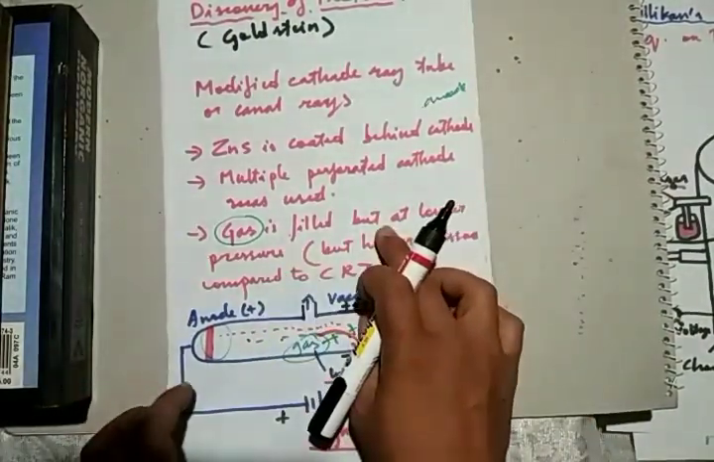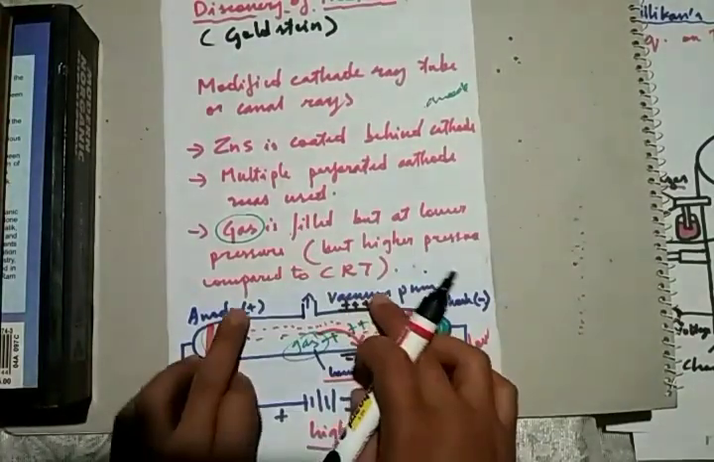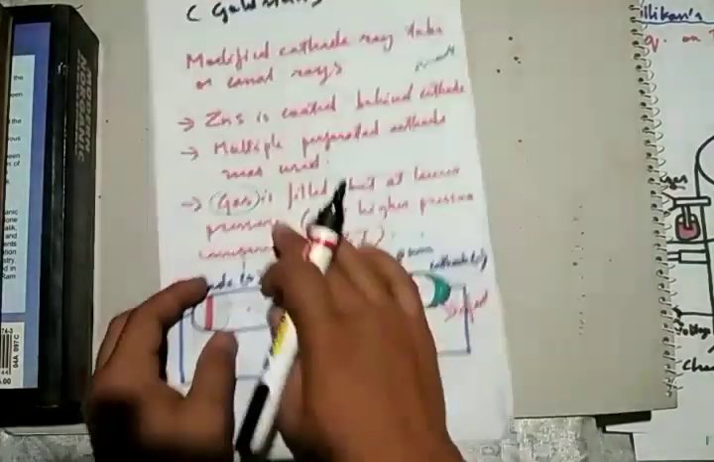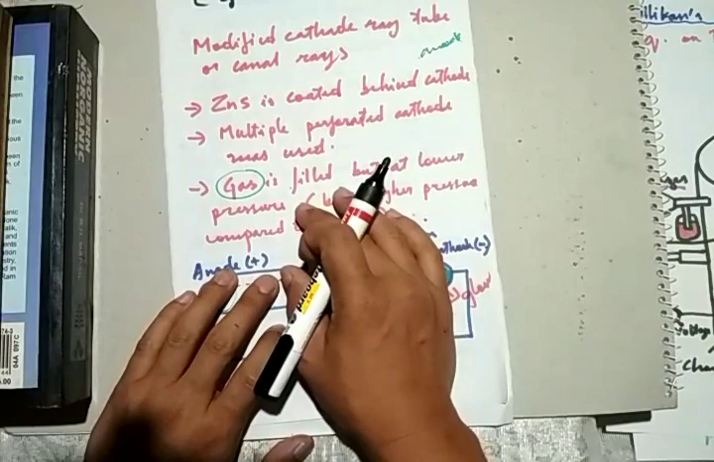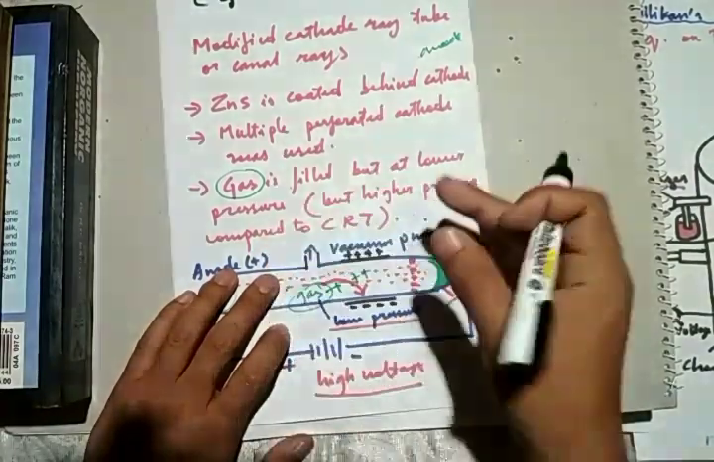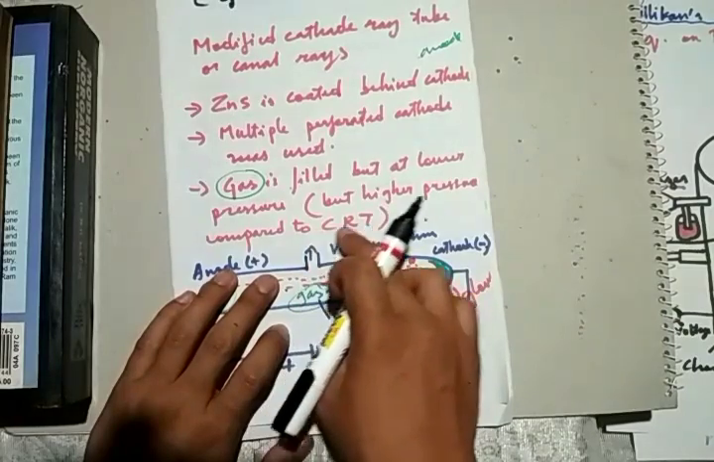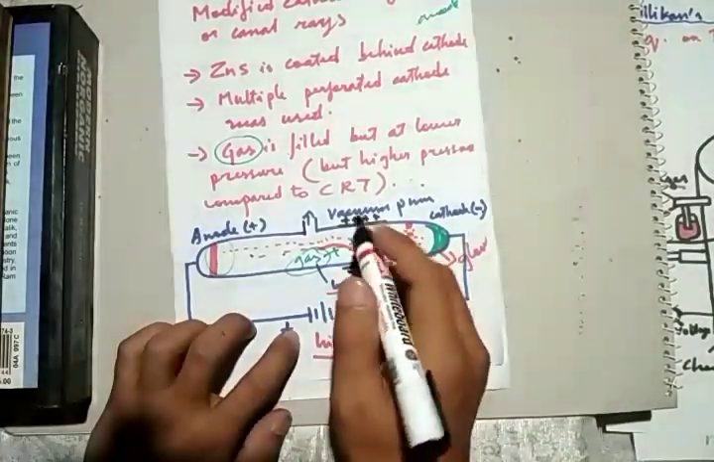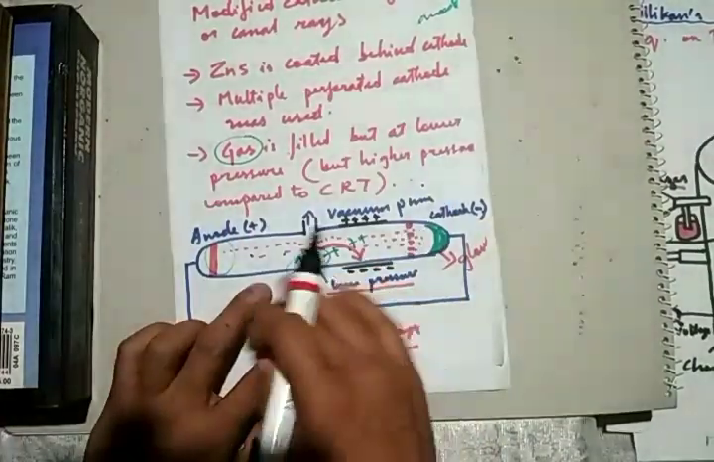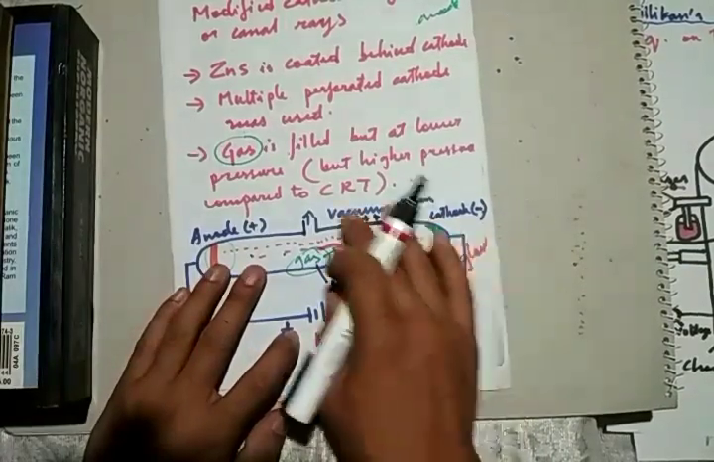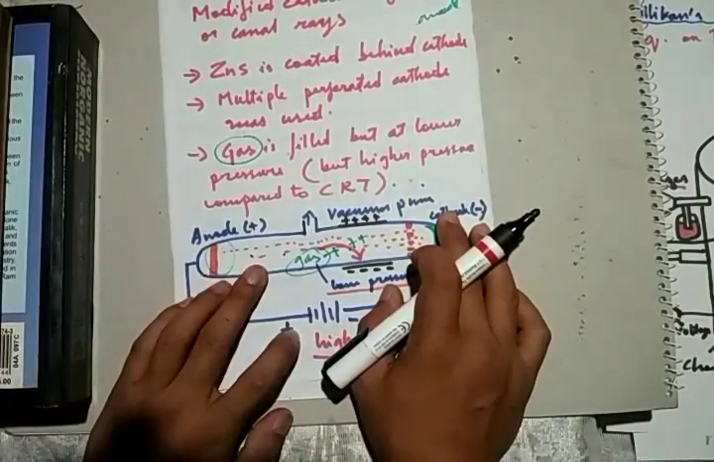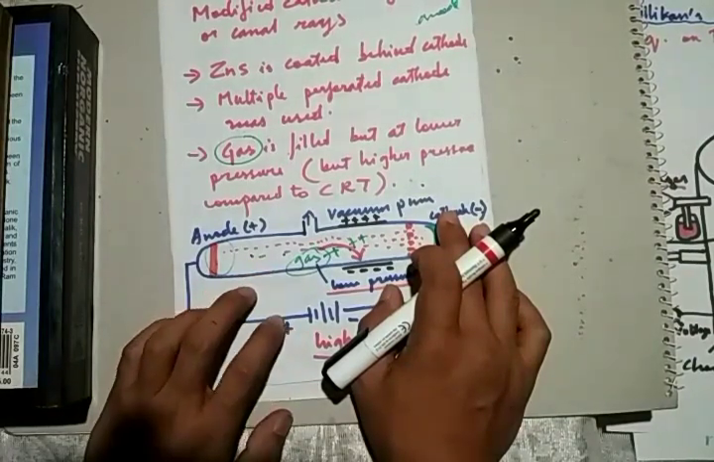Gas is filled at low pressure, but higher pressure compared to the CRT, cathode ray tube. Here low pressure was applied for this experiment, but that pressure is a little higher than that of the cathode ray tube. In this experiment, gas is required. Without the presence of gas, this experiment cannot be carried out. However, in the cathode ray tube, it can be carried out even in the absence of gas, since the property of the electrons does not depend on the gas or the electrodes.